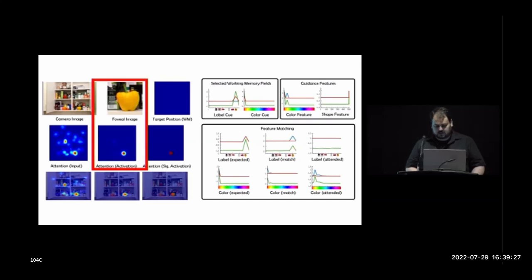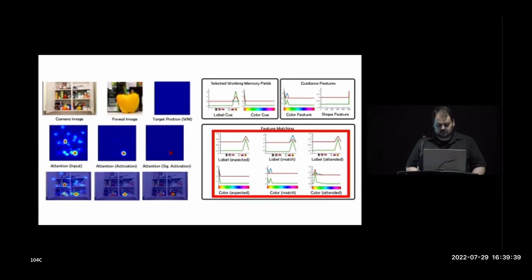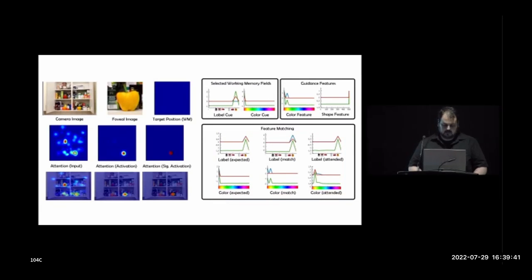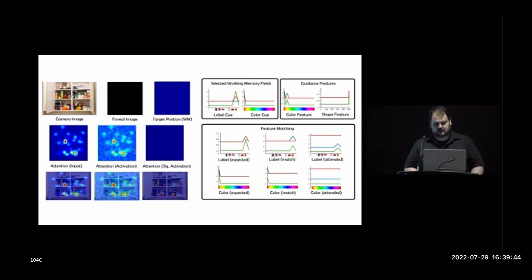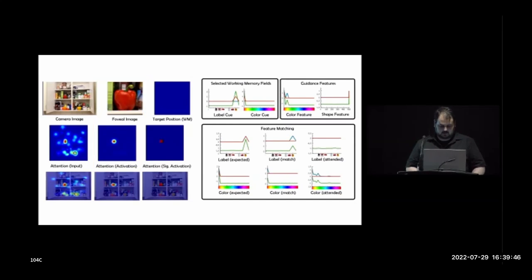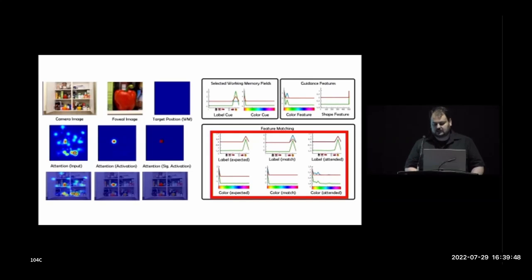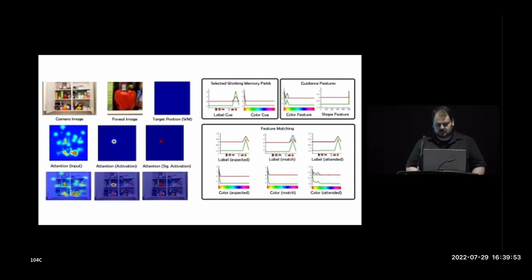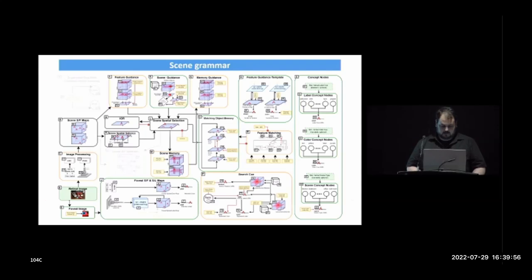The first attended location is the yellow pepper, because it happens to have the highest bottom-up saliency that gives it a selective advantage over the competing locations. But since the attended color doesn't match the expected one, a new location is attentionally selected. And this time, color and label match the expectation of a red pepper, and its location is committed to working memory. The last cognitive operation is a new neural process account for scene grammar.